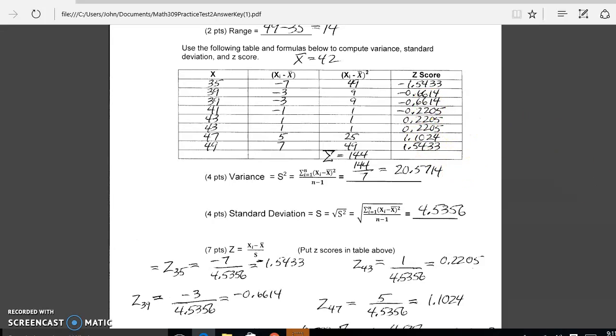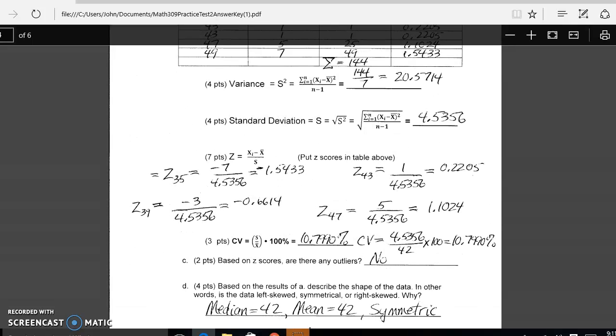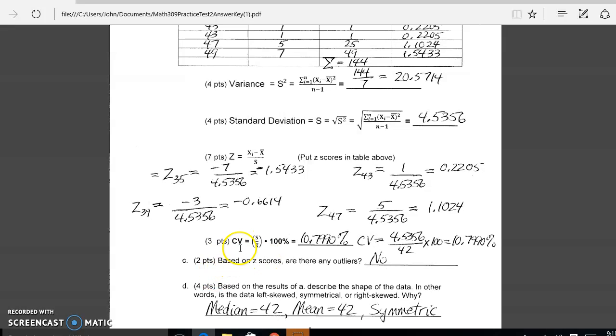And then the next thing that we want to calculate is what is called the coefficient of variance. The formula is given to us here. It is the standard deviation relative to the mean. And what you're going to do to calculate it is take your standard deviation and divide it by the mean, multiply by 100, and you're going to get the coefficient of variance right here.